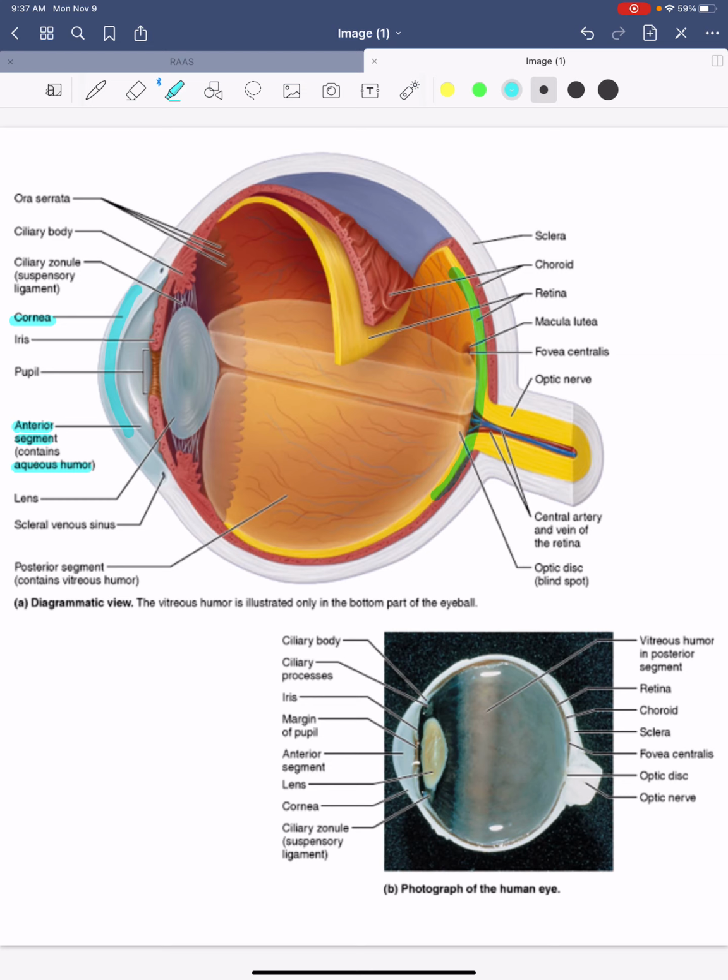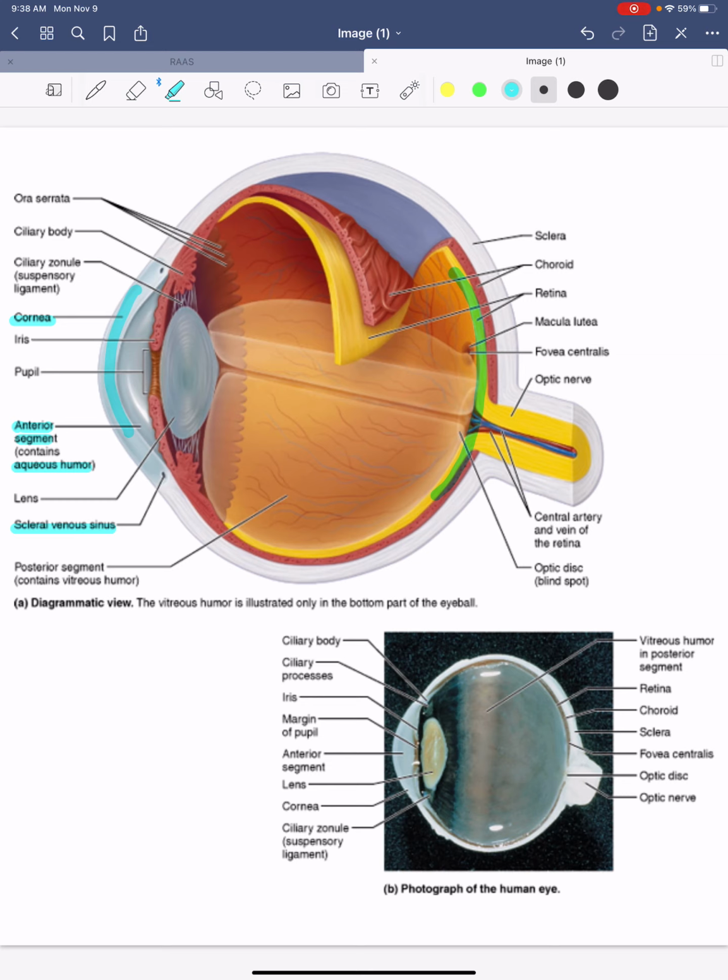If this fluid doesn't drain via the scleral venous sinus and circulate properly, it increases the pressure within the eye, which contributes to the condition called glaucoma.